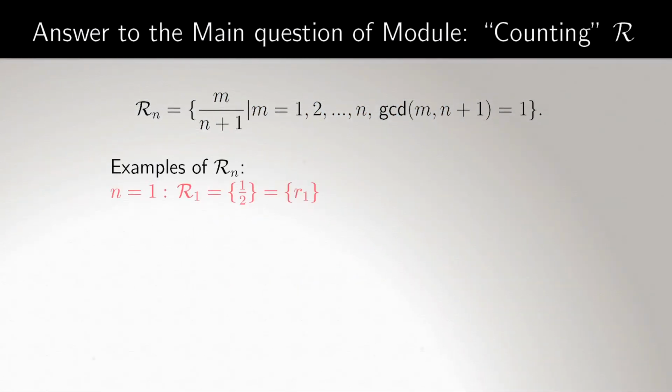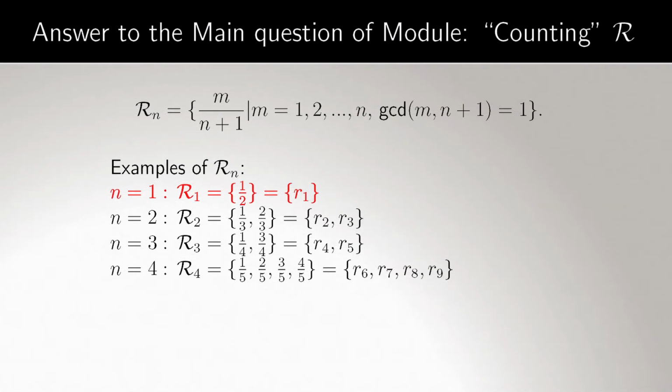Examples of R sub n: for n equal to 1, you have R sub 1, which is 1/2, only one element. For n equal to 2, 1/3, 2/3. For n equal to 3 and n equal to 4, you can see what R sub 3 and R sub 4 are. And for n equal to 5, I'm giving you 2 minutes to find out what R5 is.